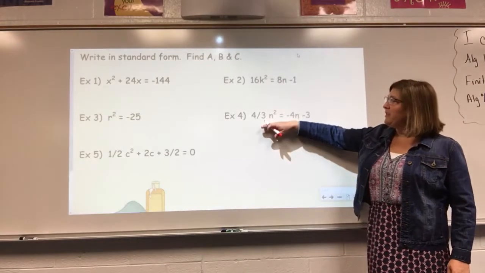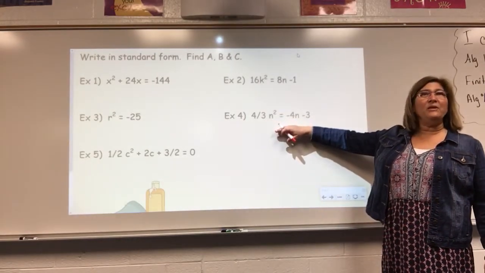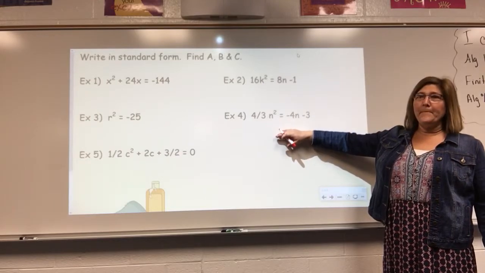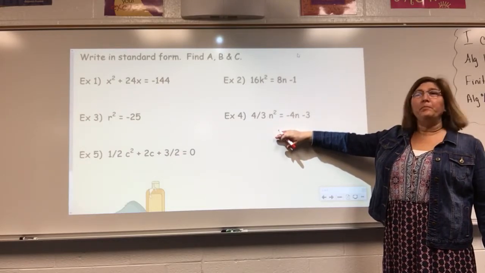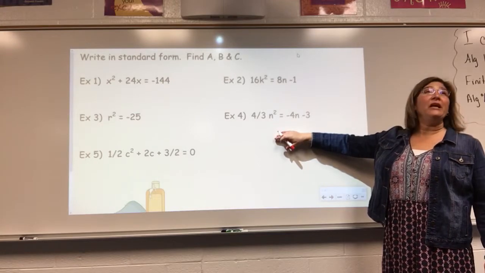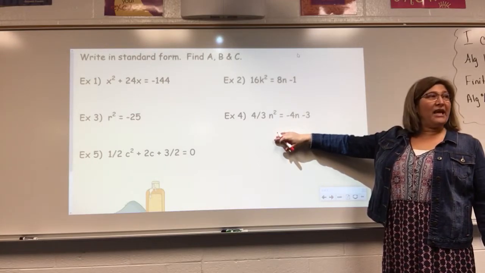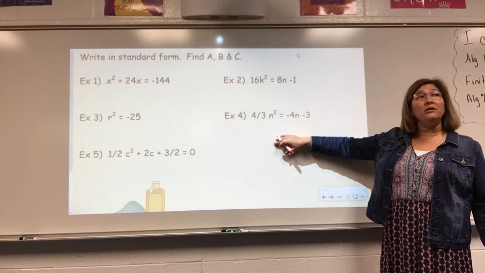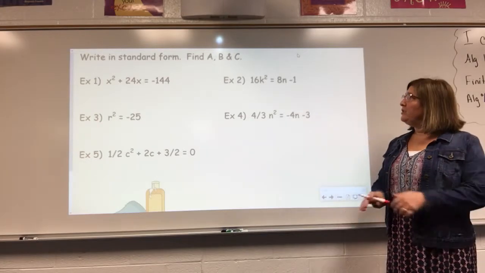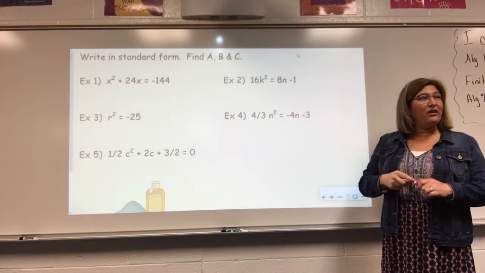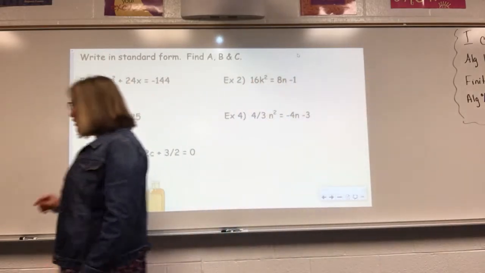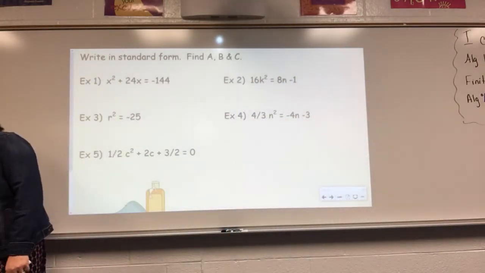What do we have to do here to make this one standard form, Austin? Add 4n and add 3. When you do that, did you get a 4/3 A? A equals 4/3, B equals 4, and C equals 3. Perfect. So do we have any questions about getting that standard form, finding that A, that B, that C? Because today, all 3 are going to be important.